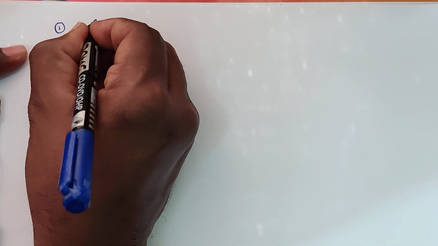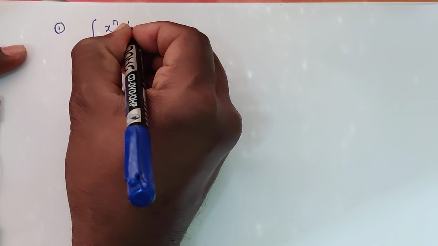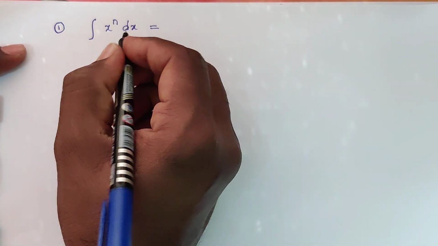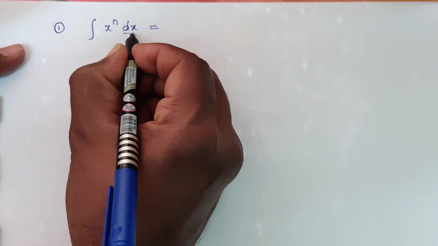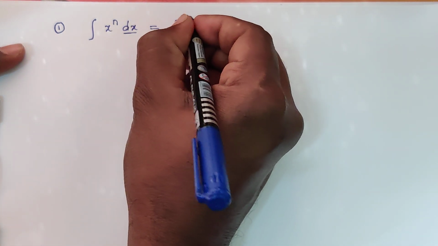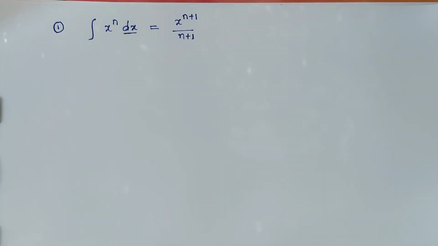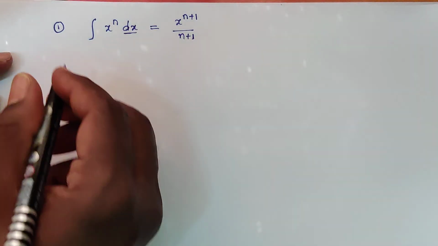I am not going into detail about integration here. I am just giving some basic concepts. So I would like to give you one or two formulas here only. Integral of x to the power of n dx, integrating with respect to x, is equal to x to the power of n plus 1 by n plus 1. This is the formula that we are going to use often.